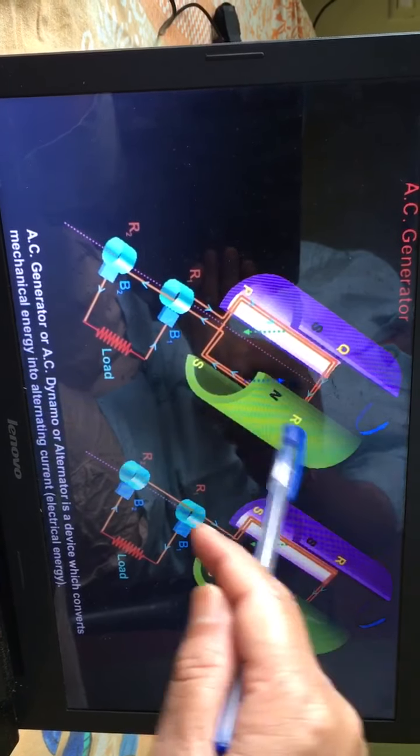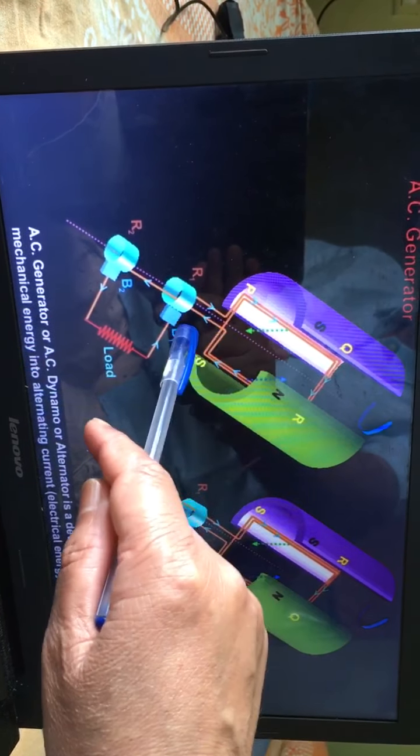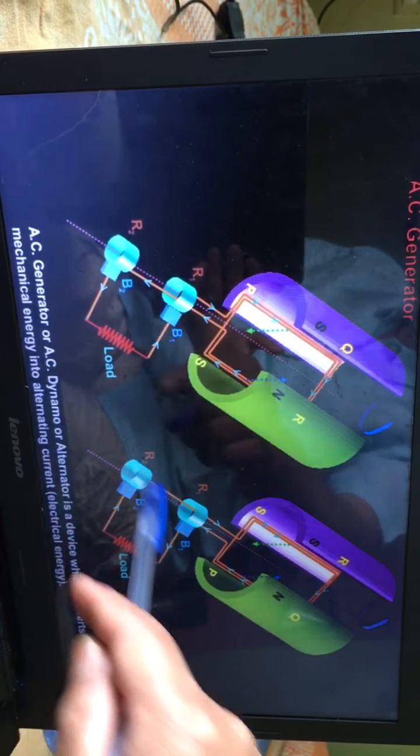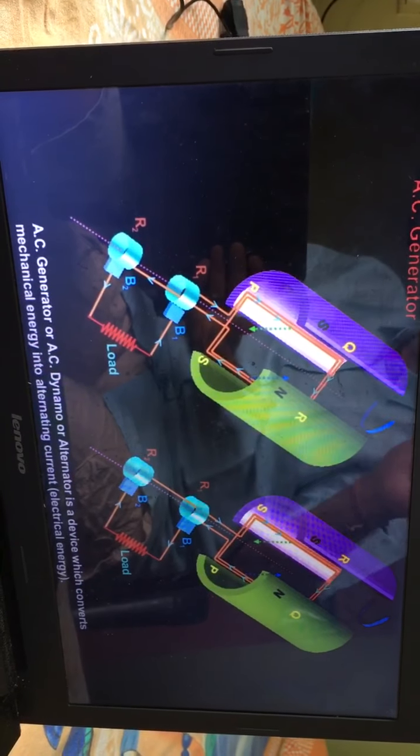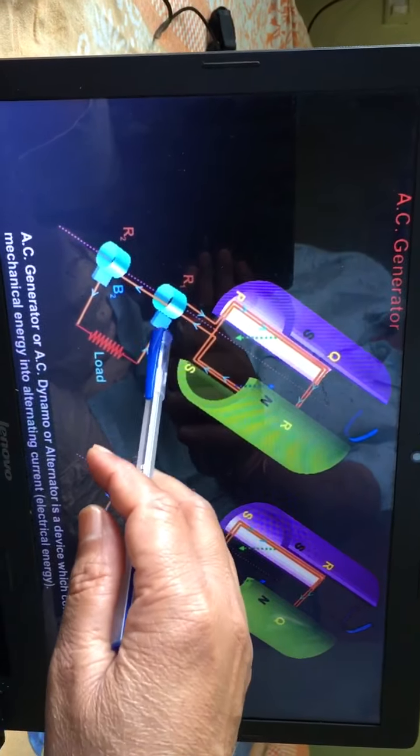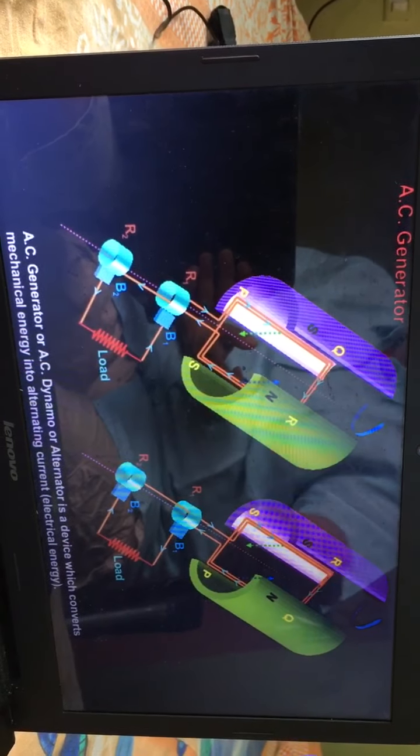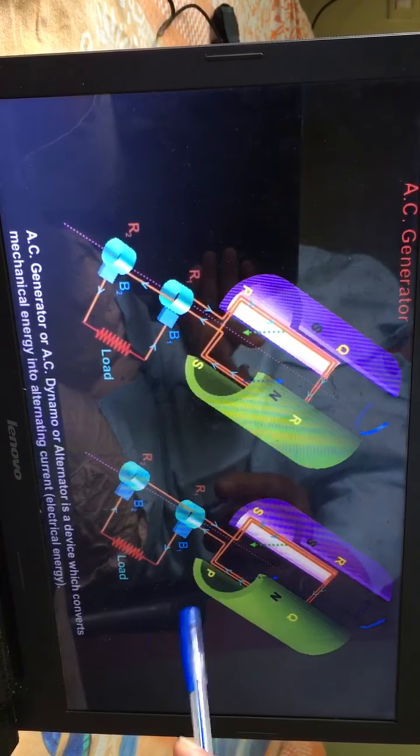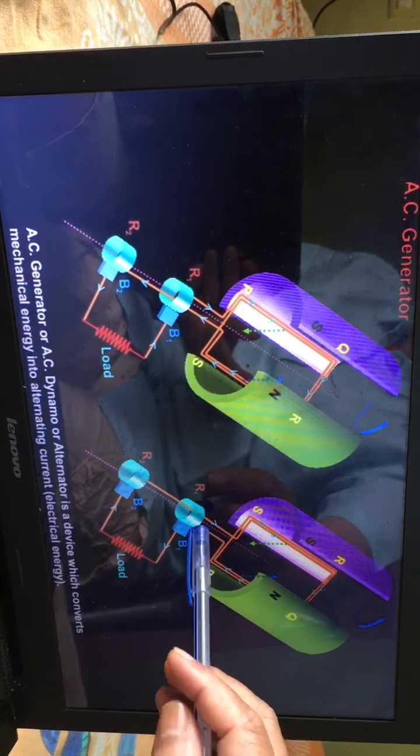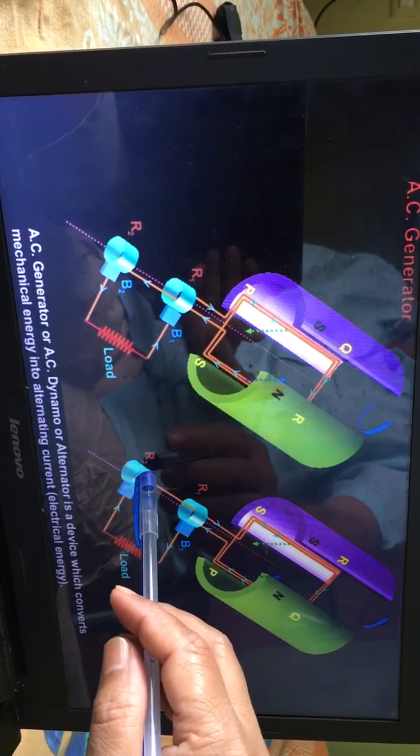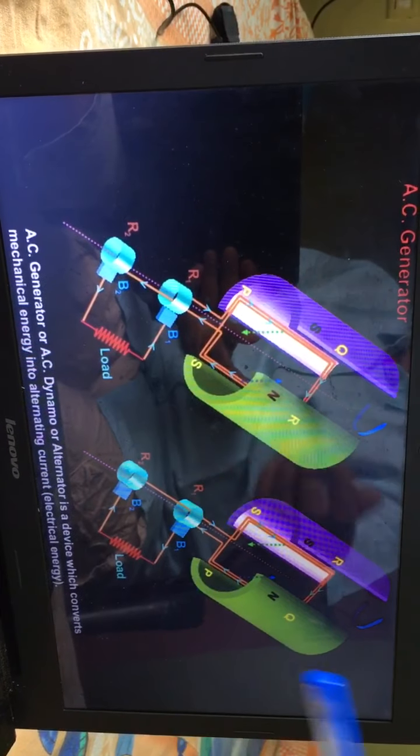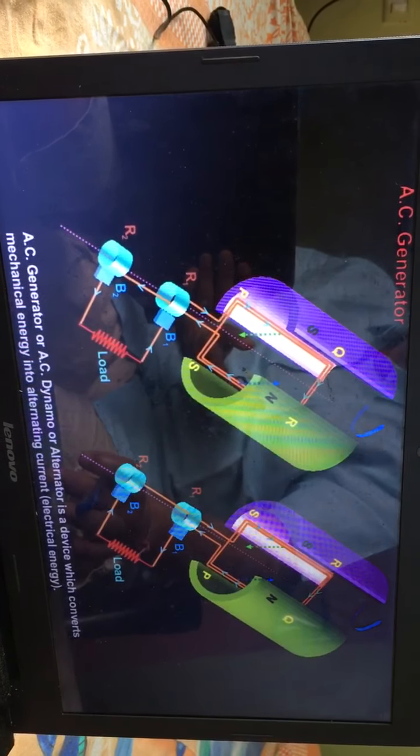While the coil rotates, current is produced in the coil, and that current is supplied to the circuit. The direction of current keeps changing. That's why it is called alternating current. If you want to make a DC generator, then rather than the slip rings, we have to take two half rings over there. Otherwise, all things remain as they are.